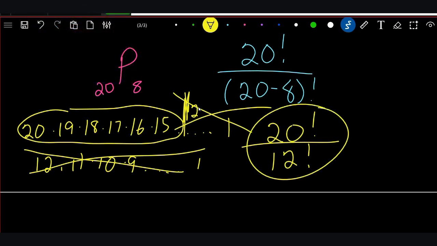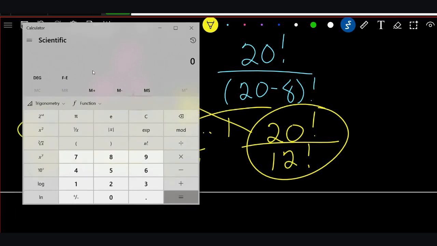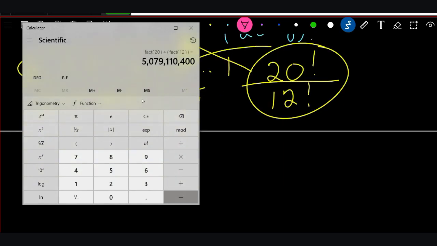I would just take this and plug it into my calculator. So you come over here and you just do 20 factorial. Mine, I have to do 20 first and then factorial, and that's a big number, okay? Divided by, and I'm going to do parentheses, 12 factorial, parentheses, equal. And my answer is going to be, check out this answer for algebra, right?